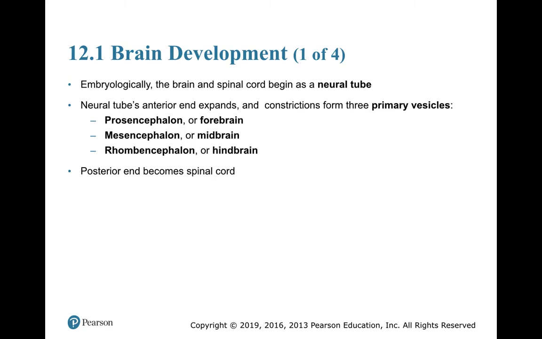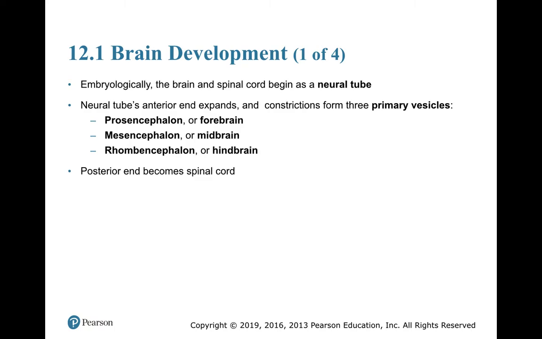So we're going to start off with how the brain develops. It starts off in the embryo as a neural tube, literally a tube of cells and tissues that will eventually become our nervous system. The anterior end of that is going to expand, get bigger, and constrict and form three vesicles. Those vesicles or regions are called the prosencephalon, or forebrain, the mesencephalon, or midbrain, and the rhombencephalon, or hindbrain. And behind that, the posterior end is going to become the spinal cord.